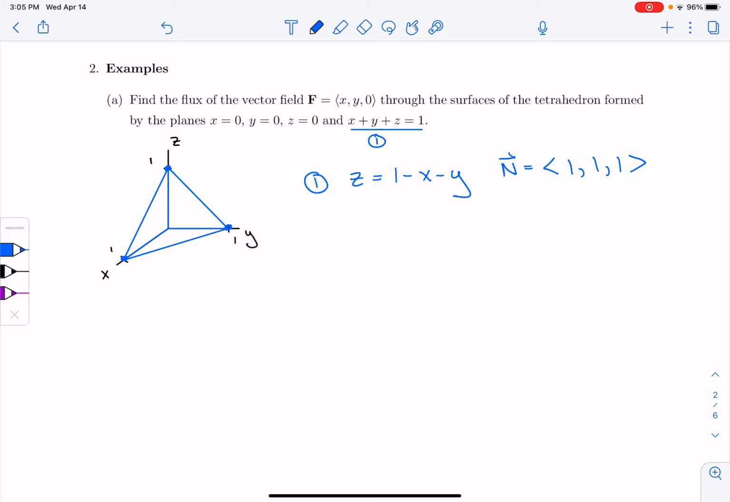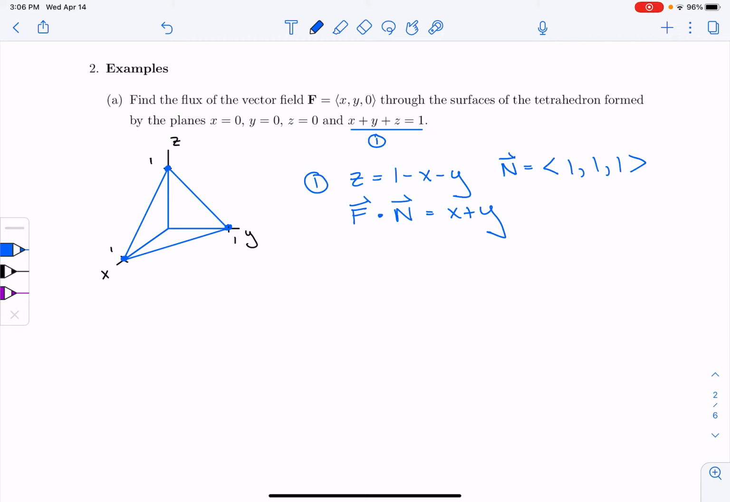Okay, so we have our normal vector n, and in this case then f dot n is just going to be the function x plus y. So f dot n, because z is a function of x and y, needs to be a function of just x and y so I can do my double integral. Had I gotten a z, I would have substituted in z equals 1 minus x minus y into that equation.